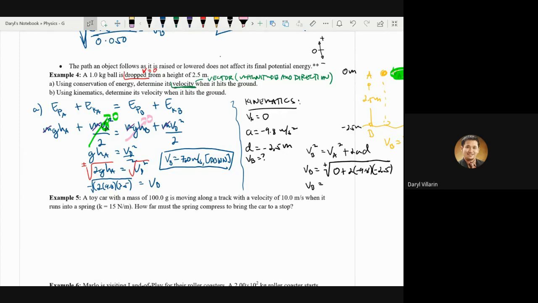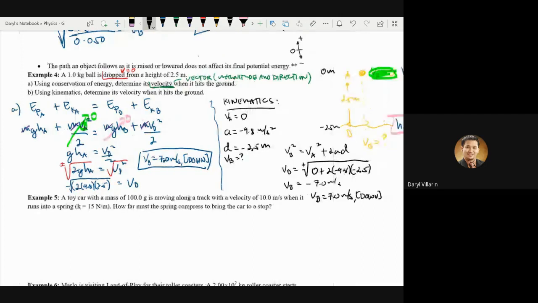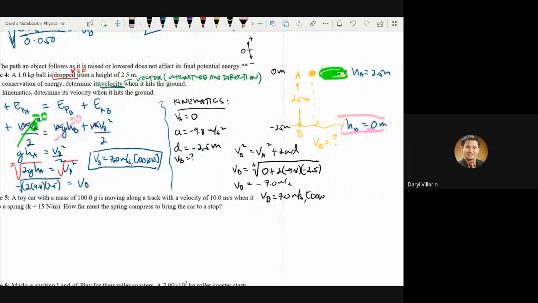So if you can see here, this should give you, again, it's going downward. So that means that I'll be using negative 7.0 meters per second, or the final answer should be 7.0 meters per second, and the direction is down. So if you can see, you'll get the same answer, okay? So same answer as it should be.